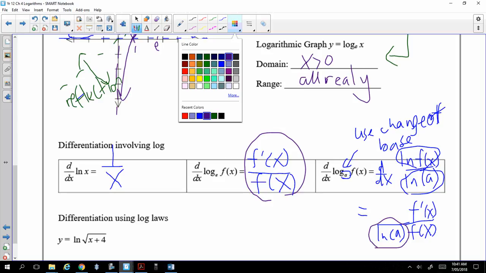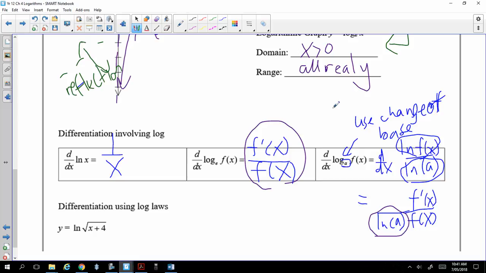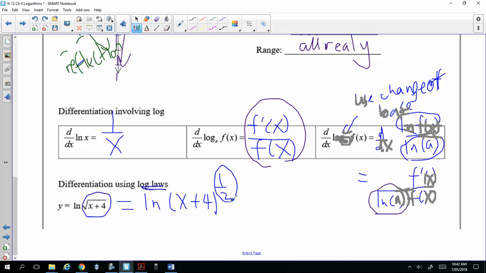Okay, so that's the derivative, that's the graph. Let's do a derivative example where we have to use the log law to simplify the differentiation, particularly the one that involves a square root. To do that, you need to use the log law to write that as x plus 4 to the power half. The log law permits us to bring that half down. That will make the differentiation easier, like this.